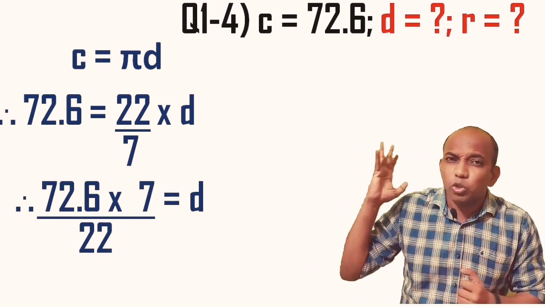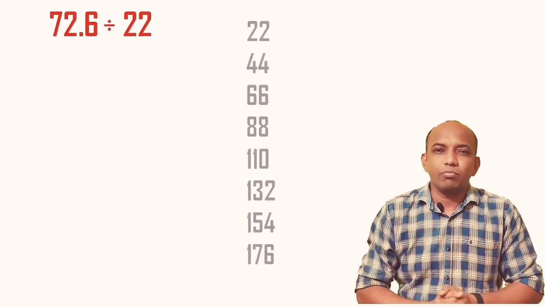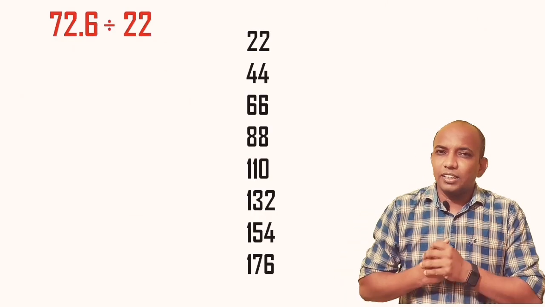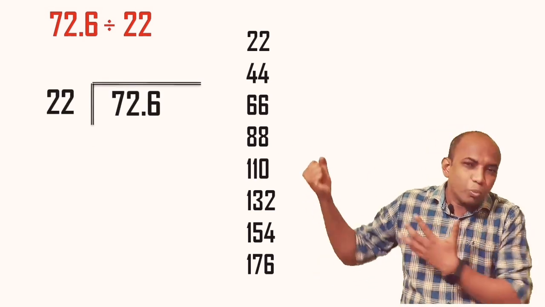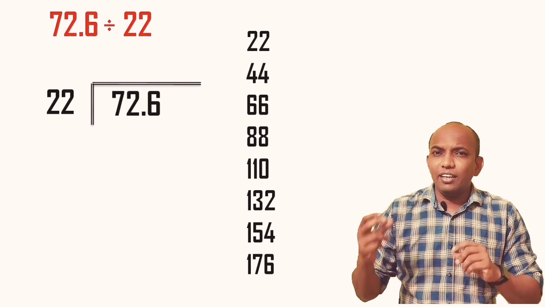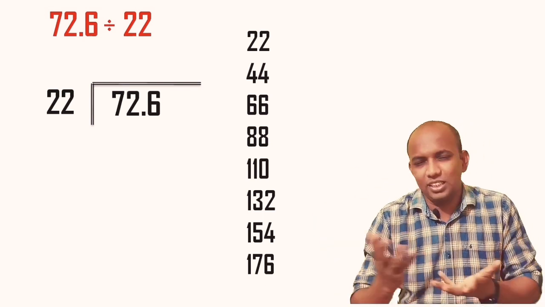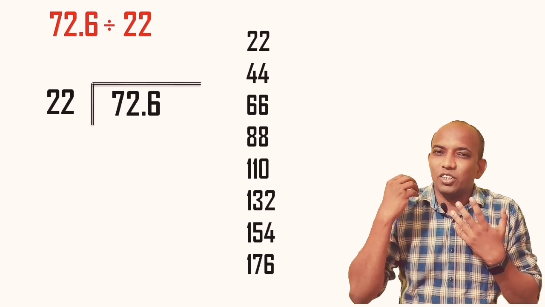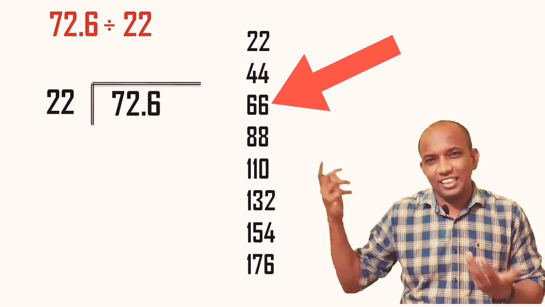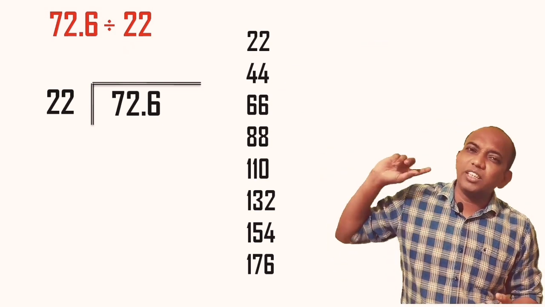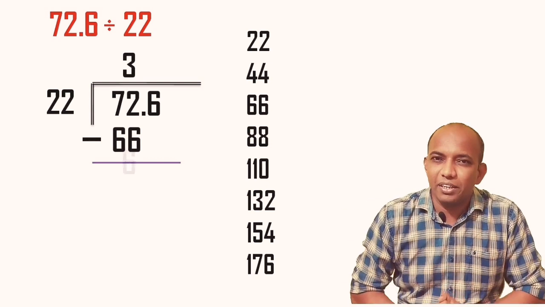We will divide 72.6 by 22, and here is the table of 22 for convenience. After this, 22 being the divisor will be written outside, 72.6 will be inside. Then the first two numbers of 72.6, which are those? Yes, 72, and in 22's table we don't have 72, but the nearest to it is what? 3 twos are 66. So 3 in the quotient, 66 will be subtracted. As a result we get 6 as a remainder, right?